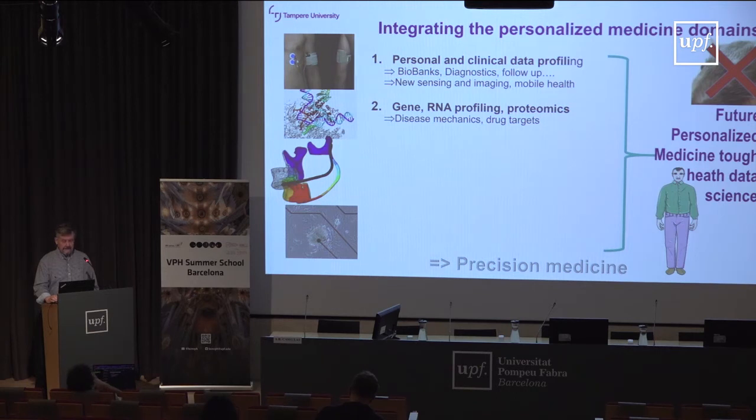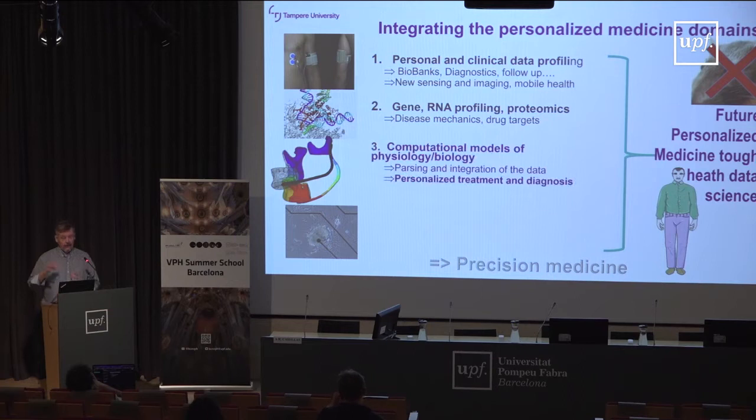So this is kind of my view of personalized medicine. So of course we have the personal and clinical data profiles of persons. Of course it's images, it's then gene, RNA profiling, proteomics. And of course we all, I think here, agree that there's this one domain, computational models, that can parse the data, can integrate the data, and through the personalization we get better predictions.